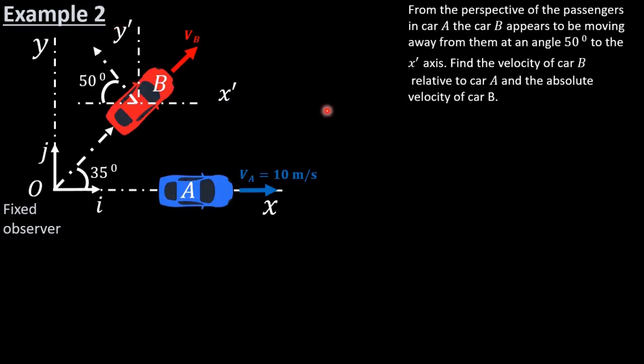Example 2. From the perspective of the passengers in car A, car B appears to be moving away from them at an angle of 50 degrees to the x prime axis. Find the velocity of car B relative to car A and the absolute velocity of car B.